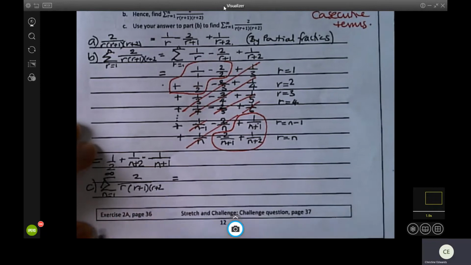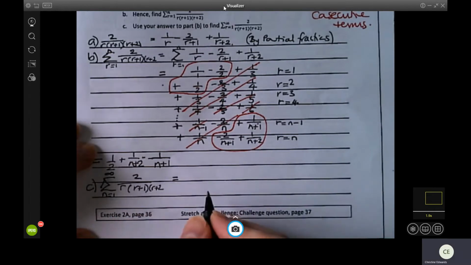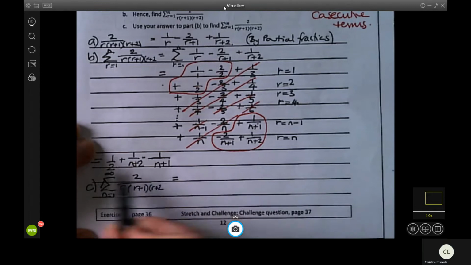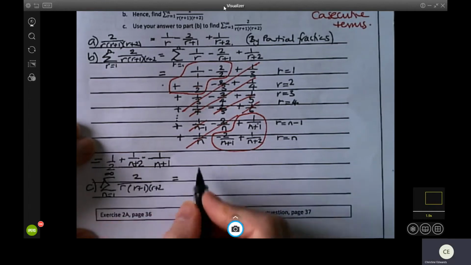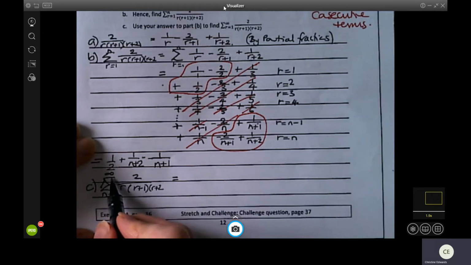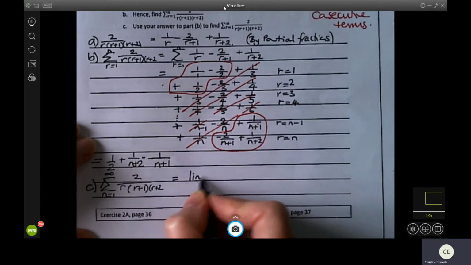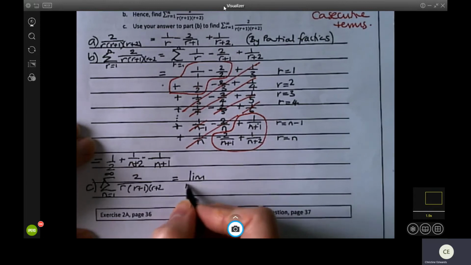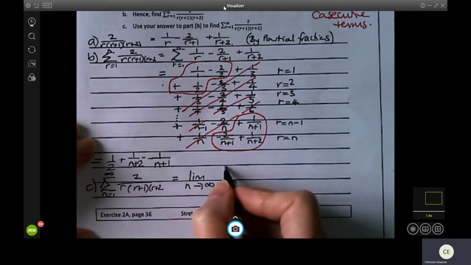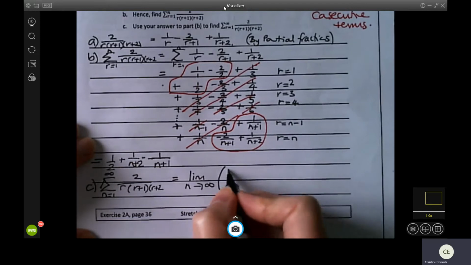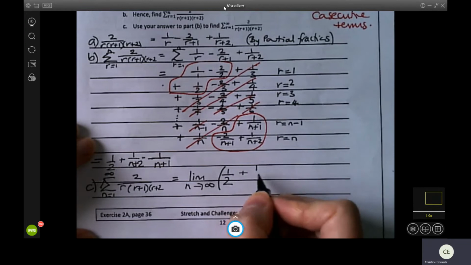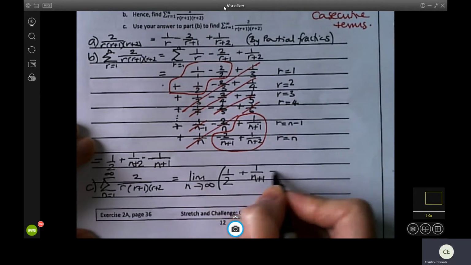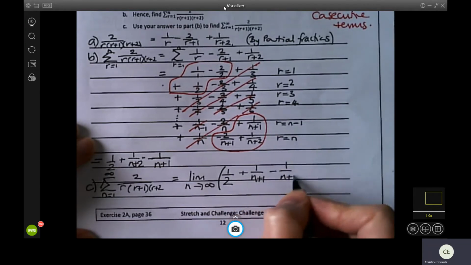Now we know that equals my answer that I've got for B. So what I'm going to find, because I can't sub infinity in directly, I've got to evaluate it as a limit. So we're going to find the limit as n tends to infinity, my answer from B. So that's a half plus 1 over n plus 2 minus 1 over n plus 1.